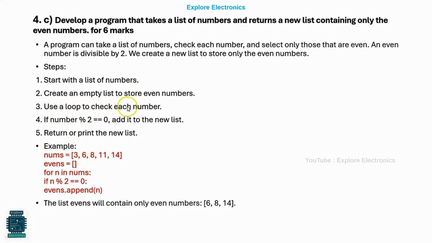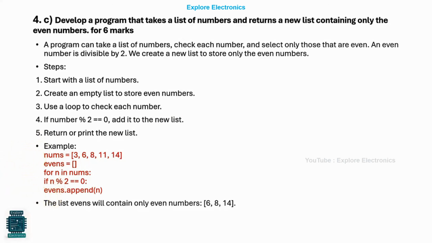Use a loop to check each number. I am using a for loop to go and check each number, whether it is divisible by 2. If it is divisible by 2, that is even and it is stored in the evens list. Clear? If the number is divisible by 2, add it to the new list.